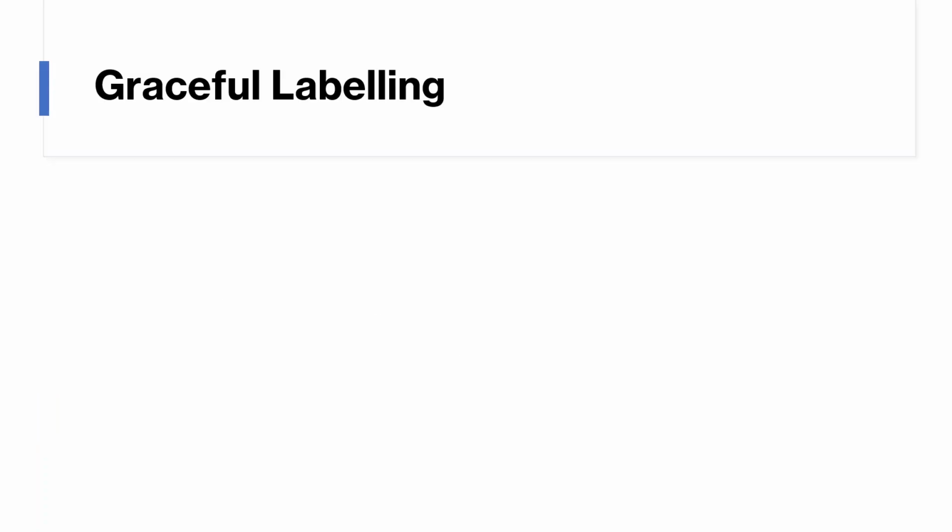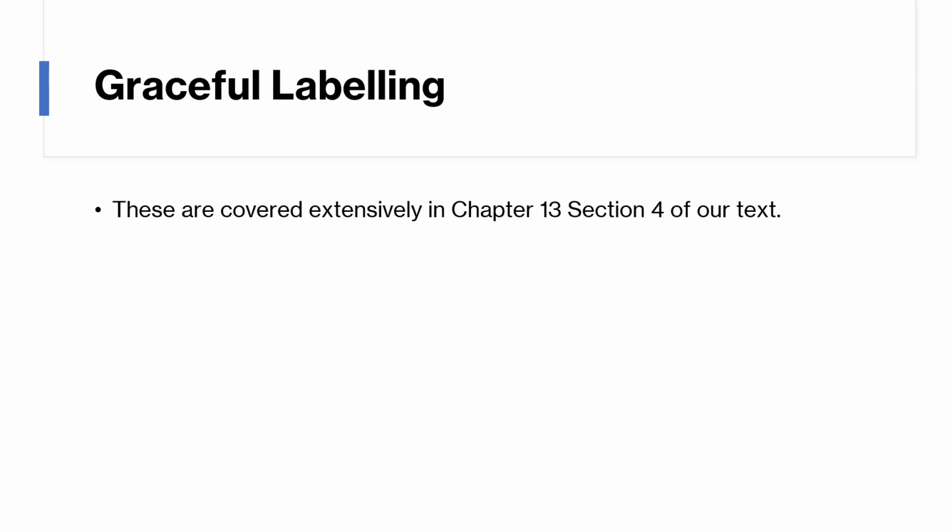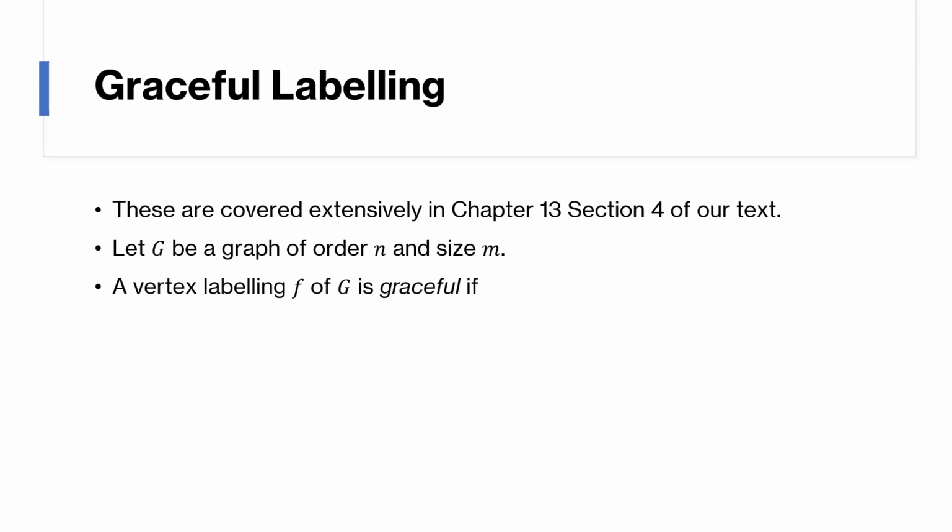In particular, there's the topic of graceful labellings. These are covered in our textbook, so this would be a good place to start if you're interested in this. This is in Chapter 13, Section 4 of our text. But I'll give the definition here. Let G be a graph of order n with m edges. A vertex labeling of G is graceful if, so we can think of a labeling as a function from the vertices to a set of labels. Here our set of labels are the integers 0 through the number of edges in the graph. So we label the vertices with those numbers.